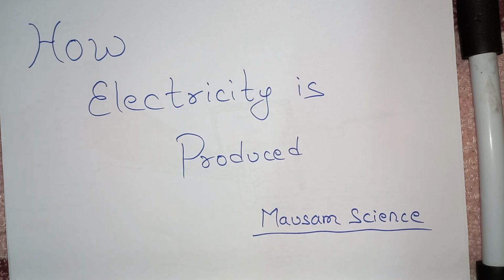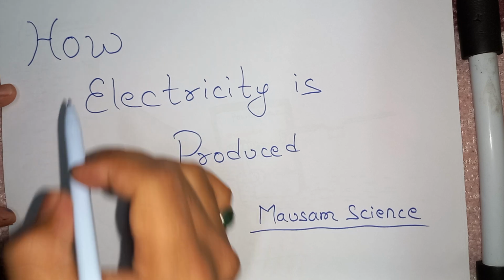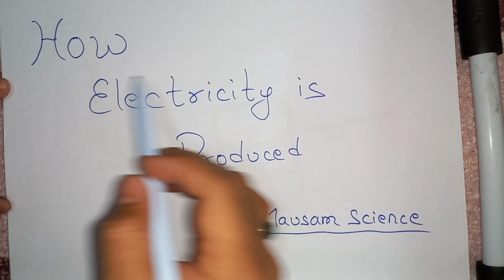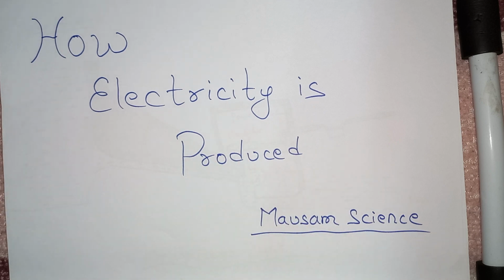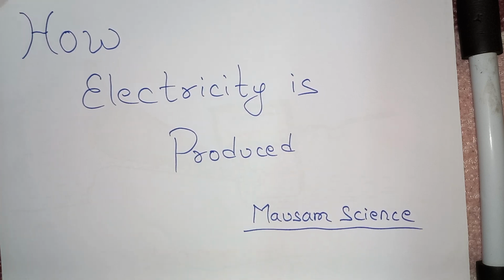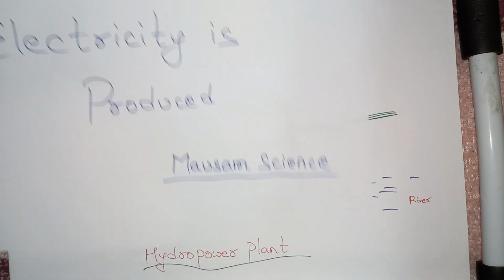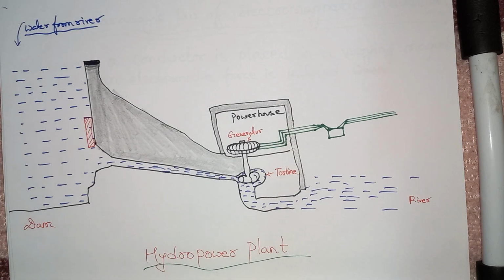Now, as per today's content, I want to move towards the topic: how electricity is produced. We'll see how electricity is produced. For this we'll see hydroelectricity at first, and after that we'll generalize the concept. The concept will be similar for other forms of electricity. For this we need this type of setup. It is called a hydropower plant.